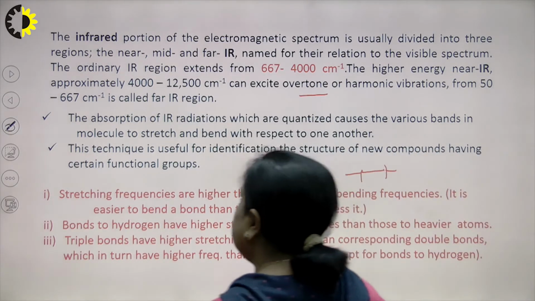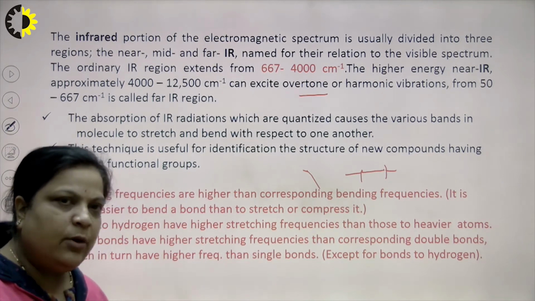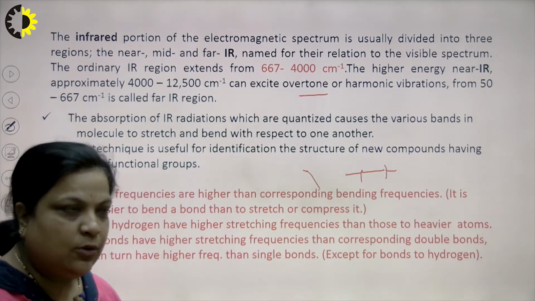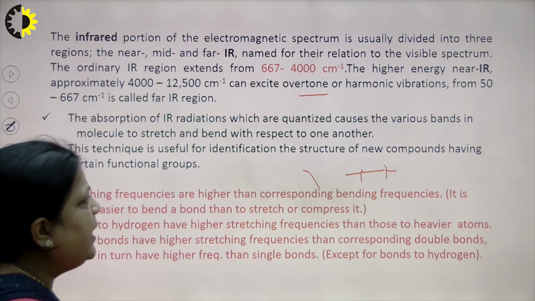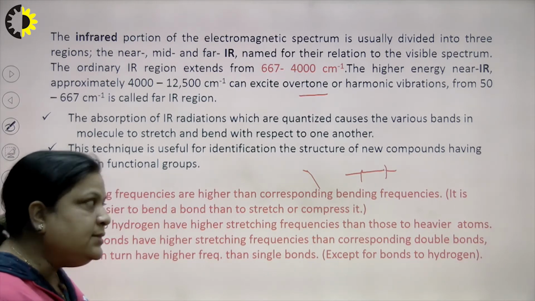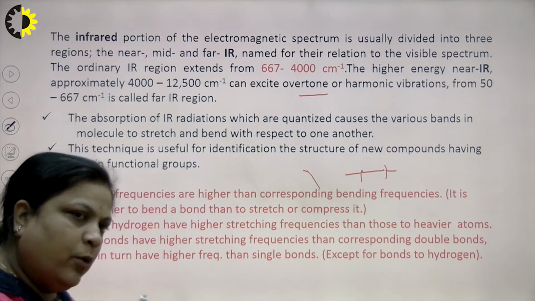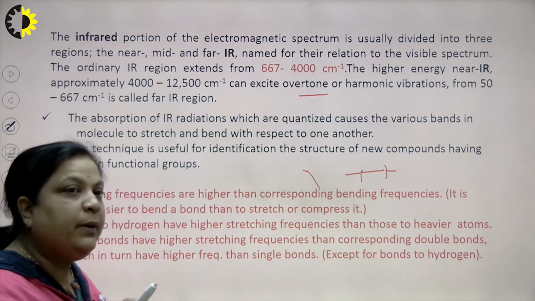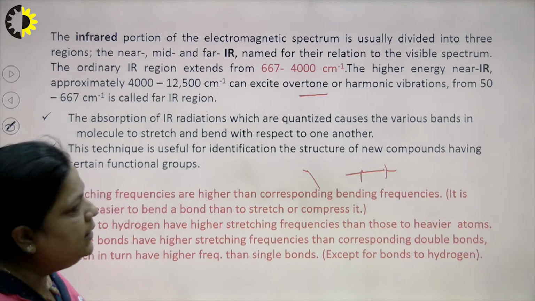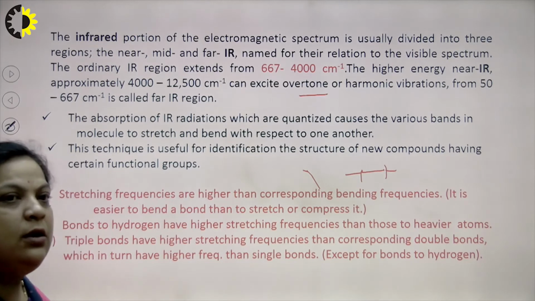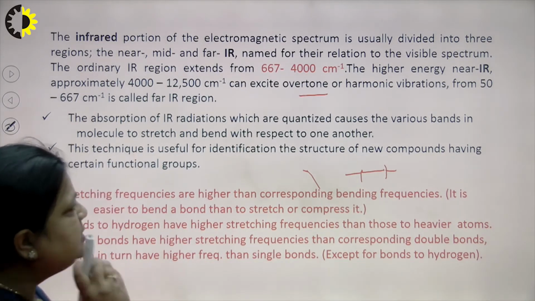Quantized means a fixed amount of energy is required for excitation. If the molecule gets that fixed amount of energy, the transition will occur, otherwise not. It causes vibration bands in a molecule due to stretching and bending with respect to one another. It means in IR spectroscopy, we consider the atoms as balls, and the bonds between the atoms are like springs. Just like a spring can be stretched or bent, the bonds between the atoms can be stretched or bent, and due to this stretching or bending we get an IR spectrum.